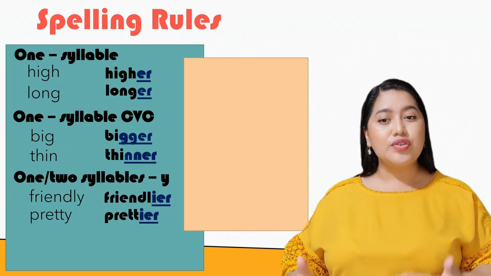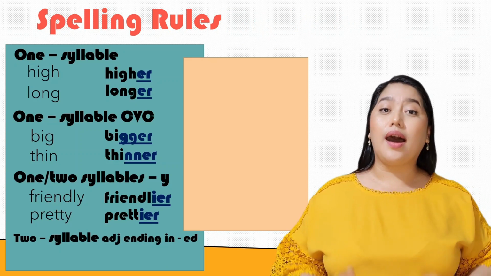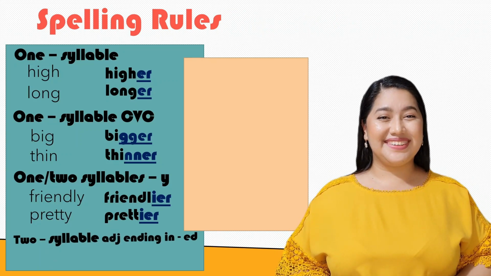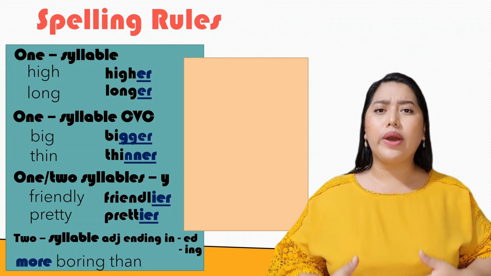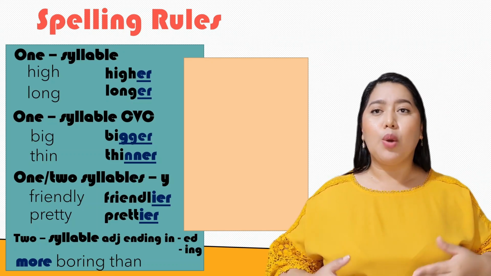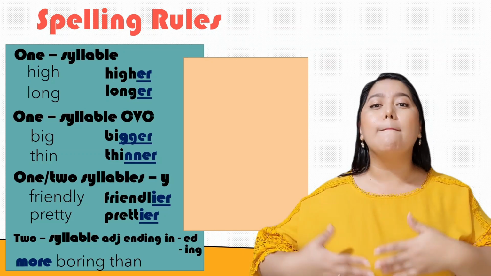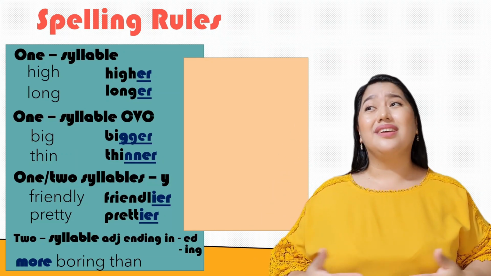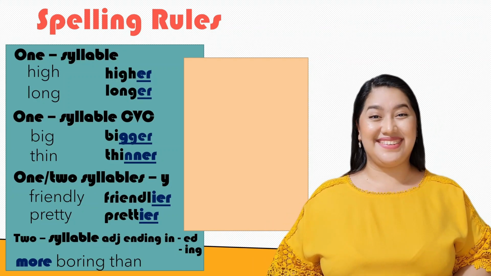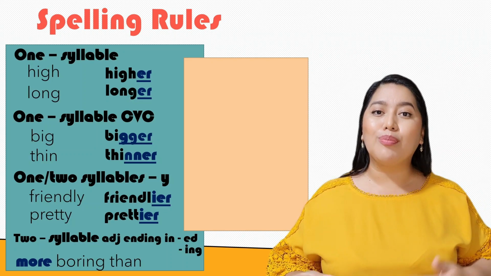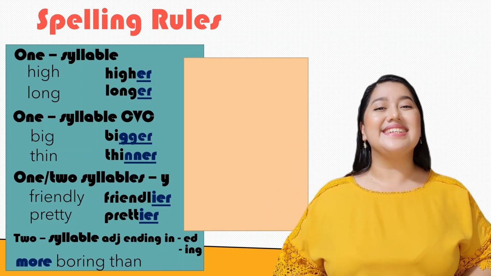We have two syllable adjectives ending in ed or ing. For example, we have here boring. Well, what happened here? You can say boringer. That's not correct. You need to use the word more. For example, you know, science is more boring than mathematics. Could you see? More boring. Yes? Well, now let's see the next point.